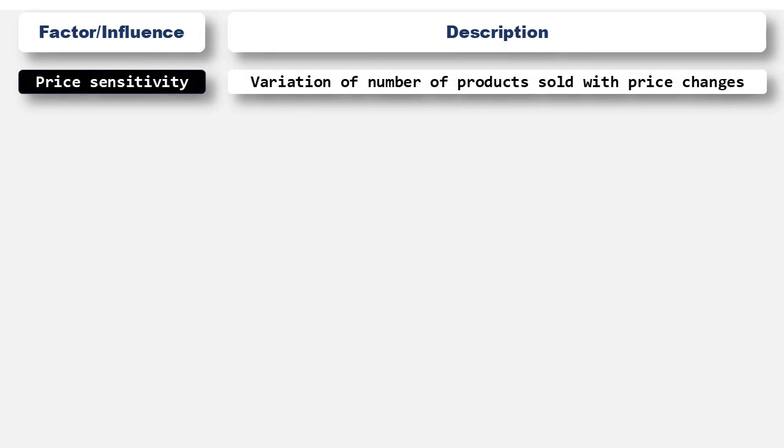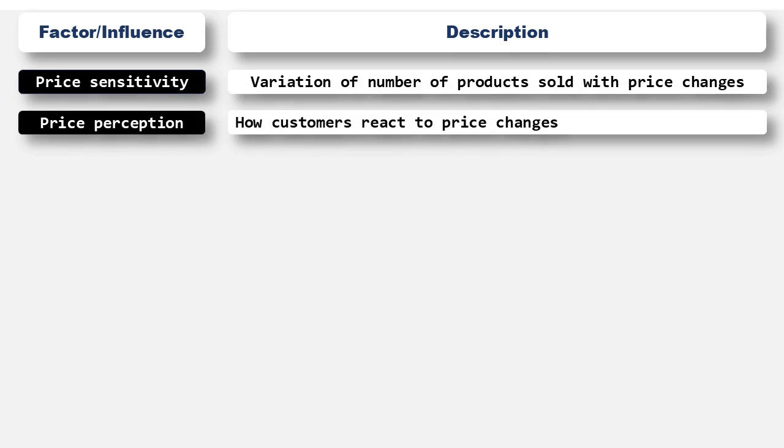Price sensitivity. Some products are more price sensitive than others, and some customers will be more price sensitive too. If a product is price sensitive, it means that the volume of products sold will vary dramatically as the price increases or decreases. Price perception. This refers to the way in which customers react to price changes. For example, some people perceive that a high price means that they are buying something a bit more exclusive or luxurious than a lower priced similar item, and they are therefore prepared to pay the higher price for the kudos associated with the product.